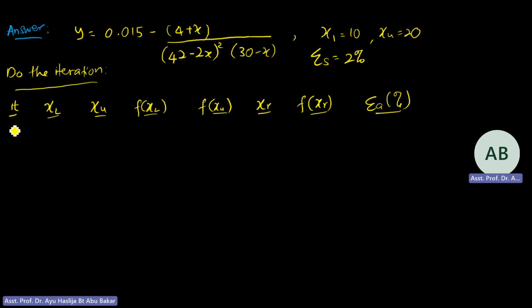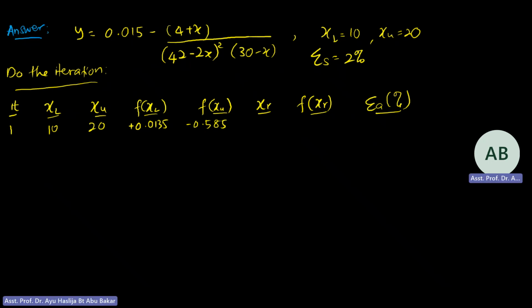Okay, for the first iteration, XL is the one that is given, 10. XU is 20. Okay, so what is your FXL? That one has been calculated in example 1 just now. FXL for 10, the sign is positive. Okay, correct? This one, the one that you calculated earlier. Now, FXU is negative 0.585.